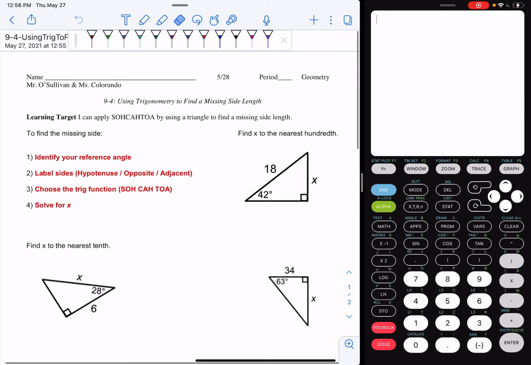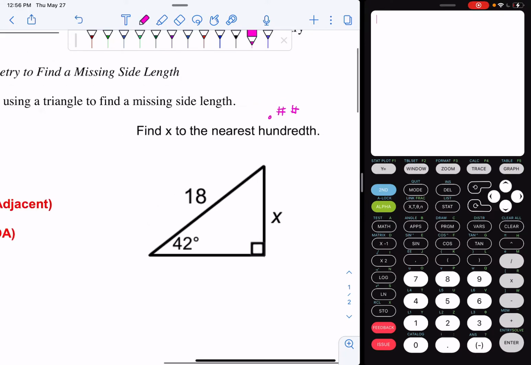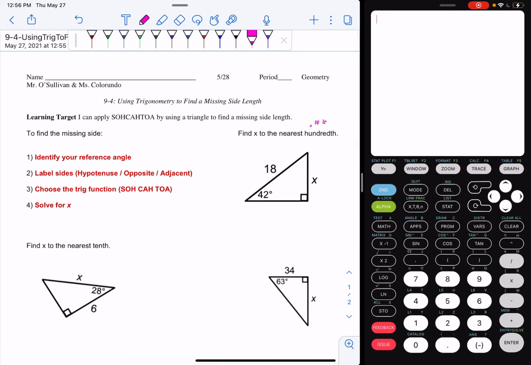As we go through the procedure, we're actually going to execute it on this problem over here, and this is our side length. Remember, side lengths are on the outside of our triangles, the inside of our triangles are our angles. The directions say find x to the nearest hundredth. So we're going to go out 2 decimal places, okay? 10th, 100th.